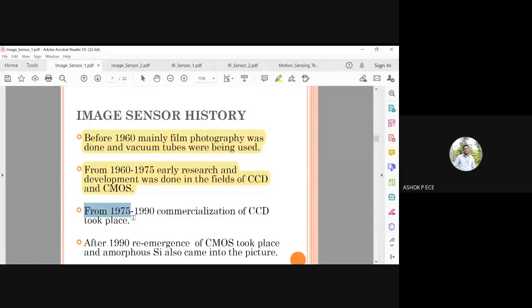From 1975 to 1990 came the commercialization of CCD. They found that CCD was very apt for film photography, so they started manufacturing CCD devices to fit inside photographic devices, and commercialization took place. In 1990, CMOS emerged. CMOS took the lead in the race from CCD, and amorphous silicon also came into the picture. So there are different materials contributing to photography: one is CCD, next is CMOS, and the next one is amorphous silicon.